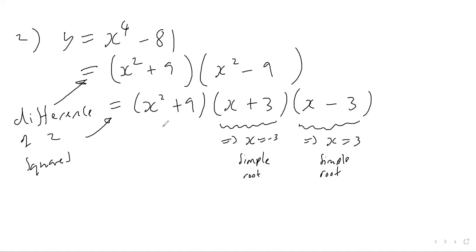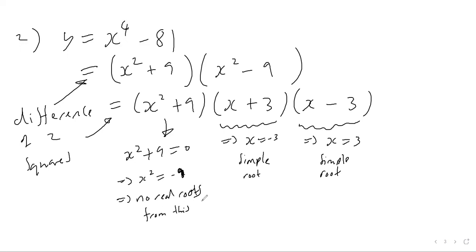How about this quadratic term here? If we let x squared plus 9 equal 0, we get x squared is equal to -9. Now, when we take the square root of -9, we don't get a real number. We get a complex number. So we get no real roots from this factor, and we don't need to worry about any roots from it. Okay, so what will this graph look like?